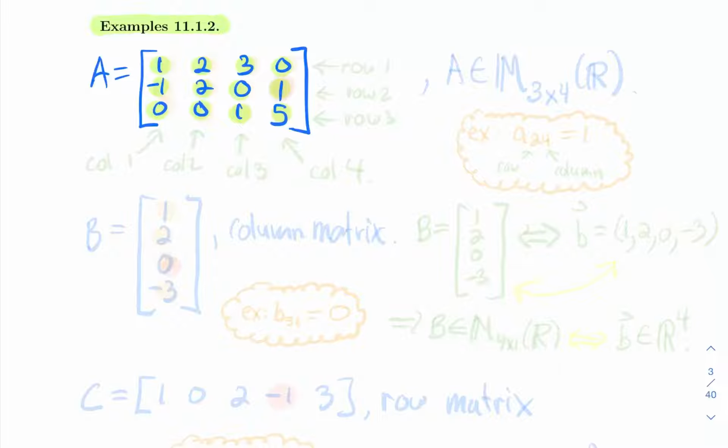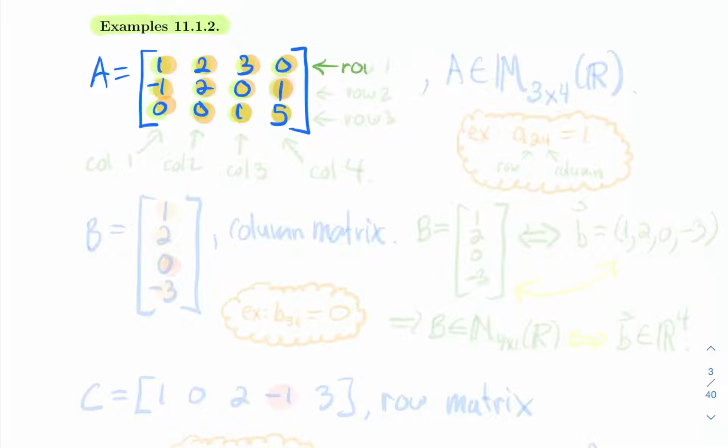So this matrix has 3 rows. In terms of columns, if I'm reading this matrix by reading the columns instead of the rows, the first column would be 1, minus 1, 0. The second column would be 2, 2, 0. The third column would be 3, 0, 1. And then the last column, the fourth column, would be 0, 1, and 5.